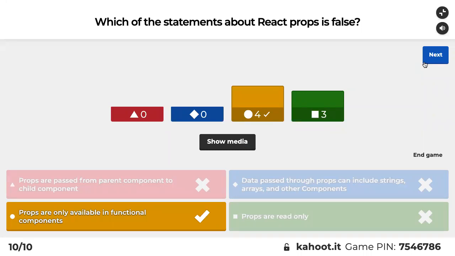Yeah, so that yellow one is false. Props are available in functional and class components. Props are read-only, that's true. So you can think of props similar to function input, where you're taking in the input, but you shouldn't really be modifying that value. That's a static value that shouldn't be changed as it's passed into the function.